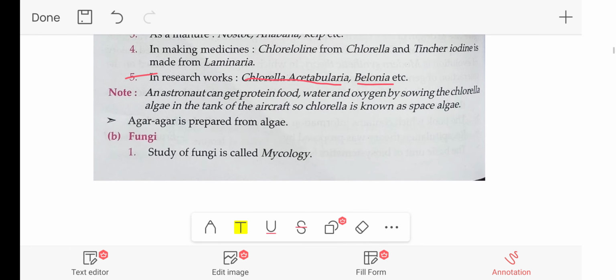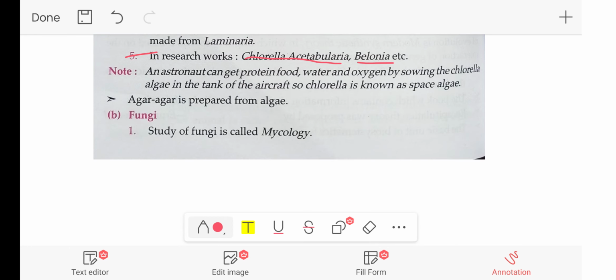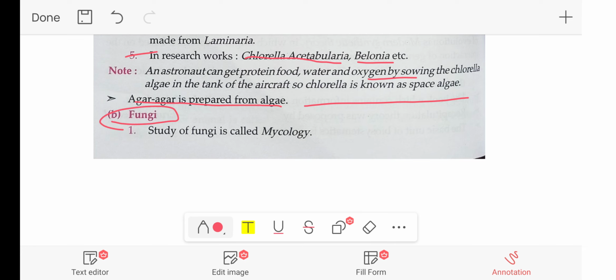Note: an astronaut can get protein, food, water, and oxygen by growing the Chlorella algae in the tank of the aircraft. So, Chlorella is known as space algae. Agar-agar is also prepared from algae. Next, fungi. The study of fungi is called mycology.